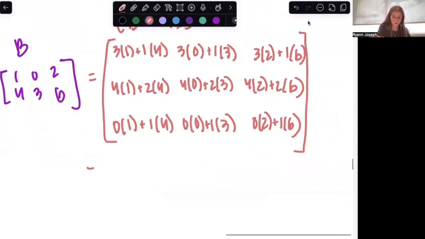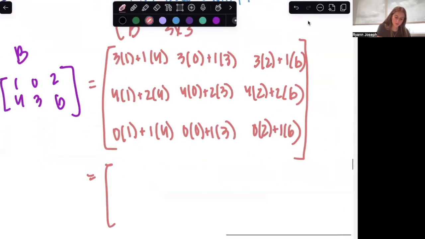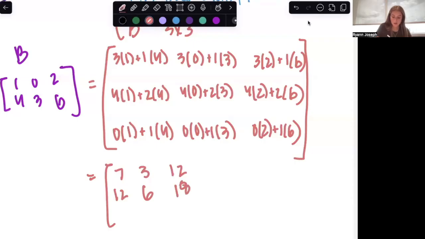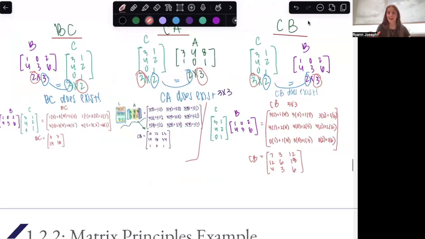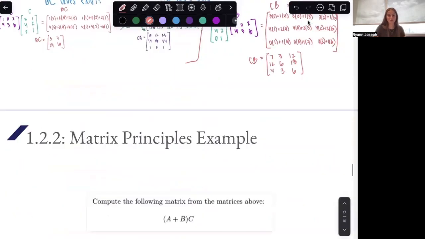And then we can write out the result of that. So 3 plus 4 is 7. 0 plus 3 is 3. 6 plus 6 is 12. 4 plus 8 is 12. 0 plus 6 is 6. 6 plus 12 is 18. 0 plus 4 is 4. 0 plus 3 is 3. 0 plus 6 is 6. And that's my CB. Yay! We solved it. That's the basics of matrix multiplication.